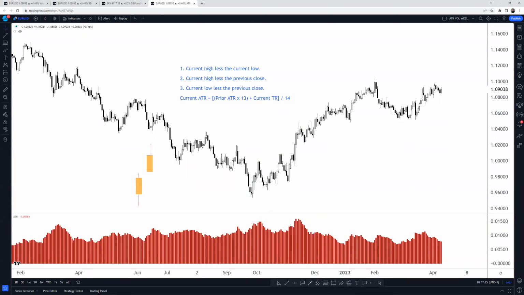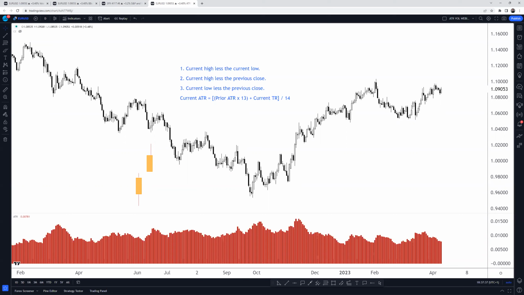The ATR indicator was introduced by a technical analyst who goes by the name of J. Wells Wilder. I'm pretty sure you've heard of this gentleman, because he invented a number of very cool indicators, including the RSI, which we've been looking at already, the relative strength index. He also created the average directional index, the ADX, and the parabolic SAR.